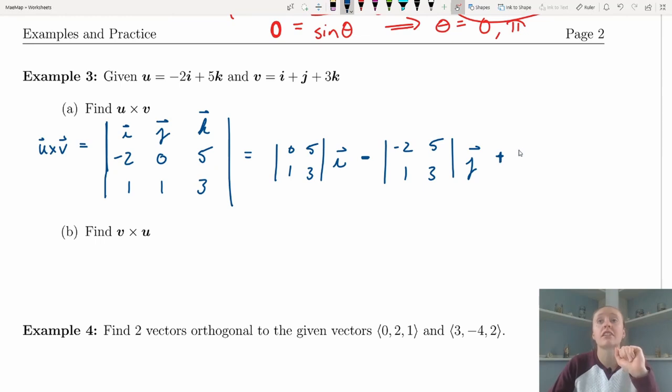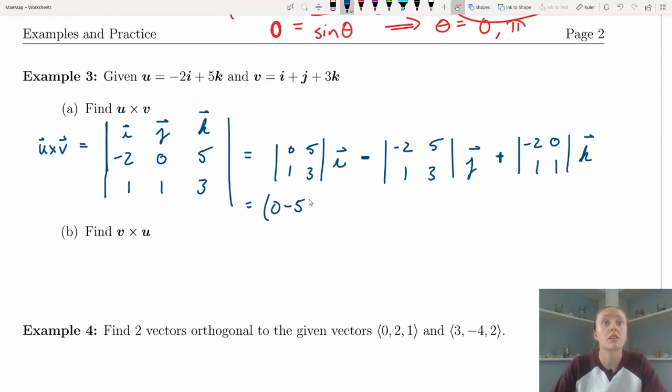And then we're adding that to, now multiplying, covering up that third column, negative 2, 0, 1, 1, to vector k. So doing out this math, 0 times 3 is 0, minus 5 times 1, so 0 minus 5, i, and then we'll subtract, negative 2 times 3 is a negative 6, and we're subtracting 5 times 1, so subtracting 5, that gets multiplied to j, and then we'll add negative 2 times 1, which is negative 2, minus 0 times 1, which is 0, and that's multiplied to k.